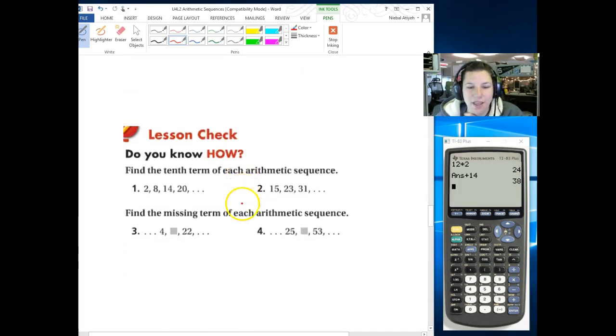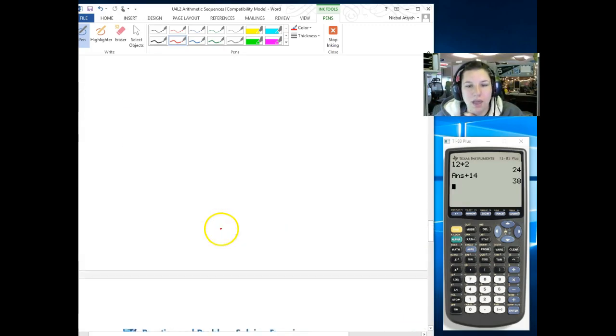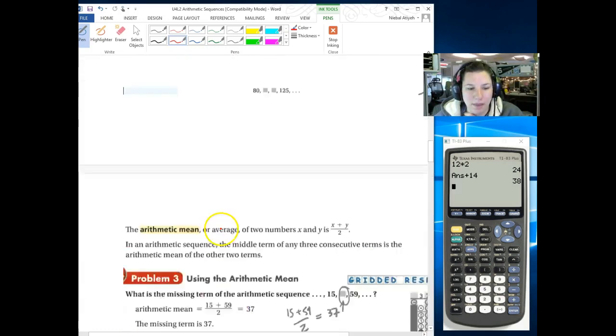Another one for you to try. Some lesson checks, understanding the most essential stuff, and then practice problems. If you need more practice, you can check again in the back of your book.